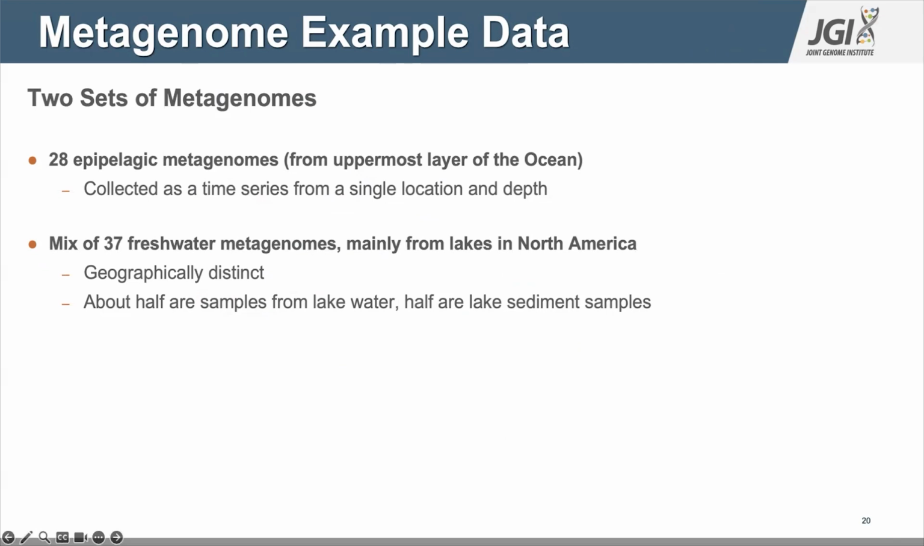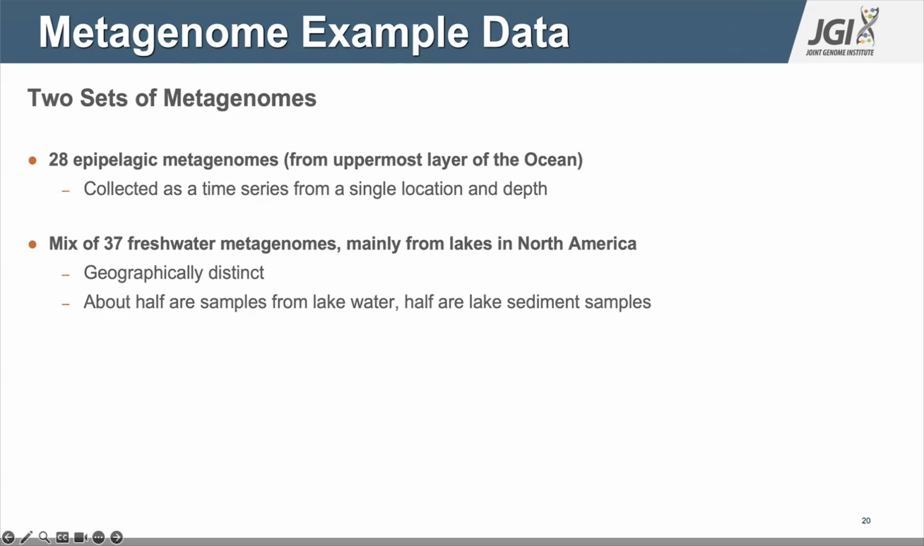The first set has 28 epipelagic metagenomes, which means that these come from samples from the uppermost layer of the ocean, more specifically from the North Sea, not too far from Hamburg, Germany. And they were collected as a time series, which means that they were collected at different times over a certain time span from a single location and depth.